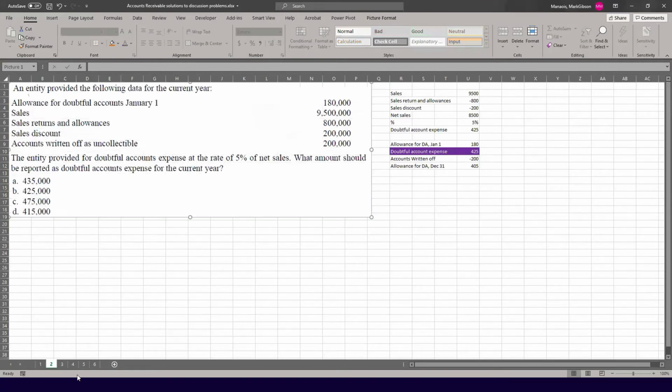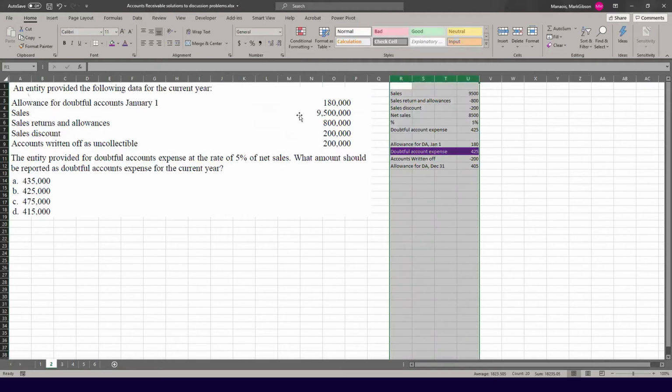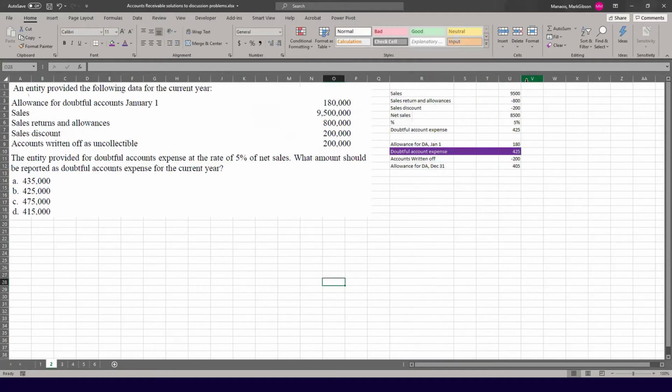Parang nangingiti ka kasi nakikita mo na konti lang yung sample problems natin, no? So ibig sabihin, mas mabilis tayo today. Convert ko lang to millions, ha?